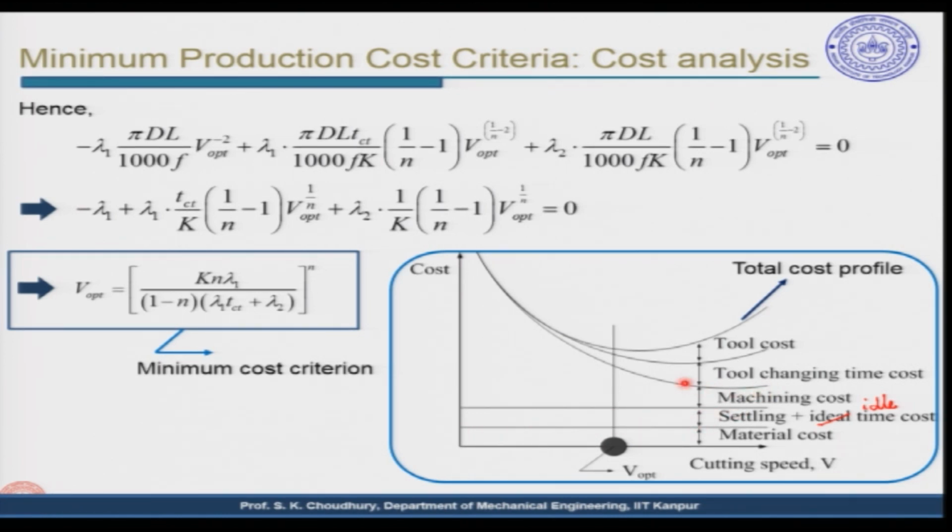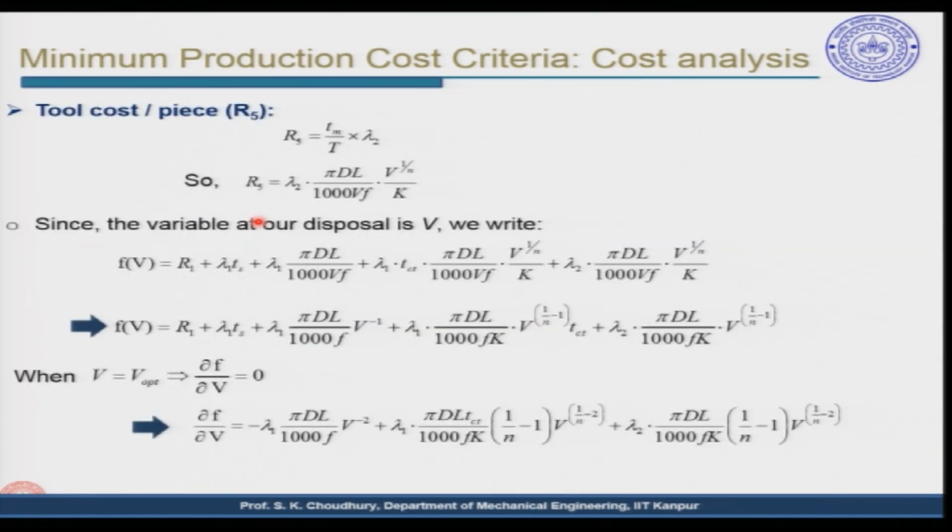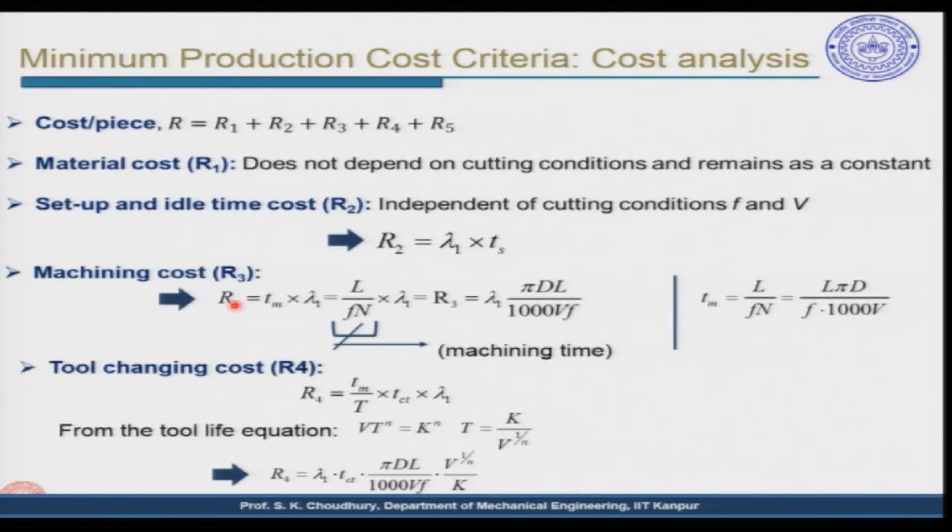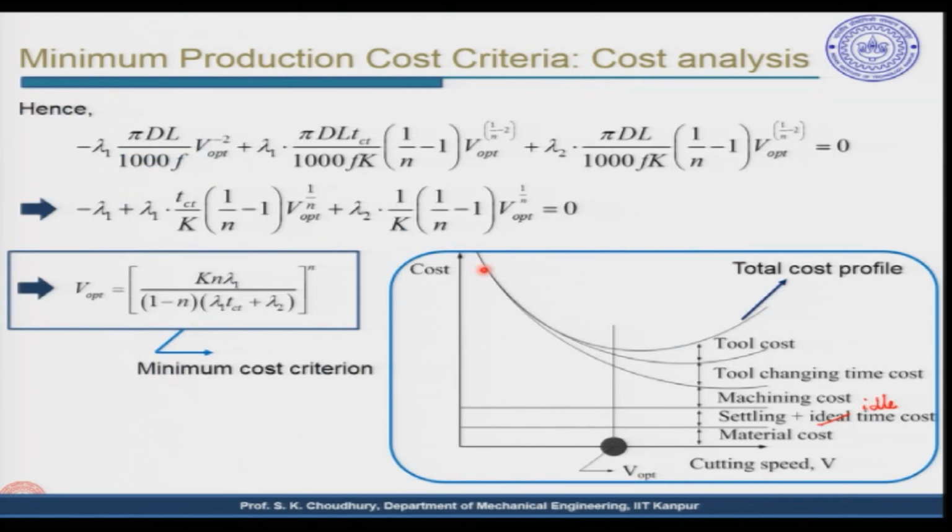Then the machining cost. If you see the equation of the machining cost, it is a nonlinear equation, because we have seen that the machining cost R3 is lambda 1 pi d L divided by 1000 F into V to the power minus 1. So, this is the nonlinear equation, it varies in this way. As the cutting speed increases, the machining cost will be reduced.